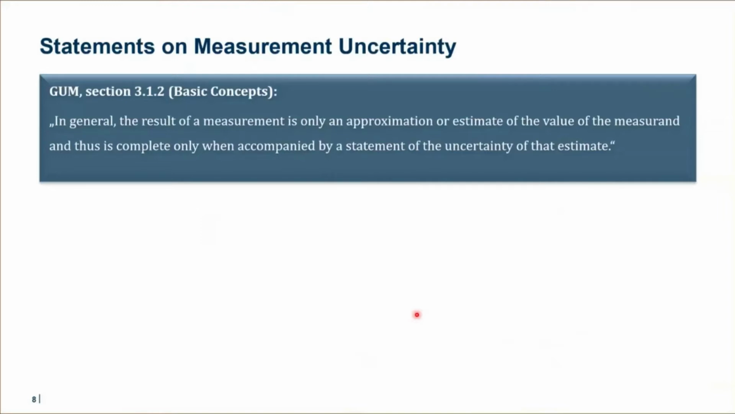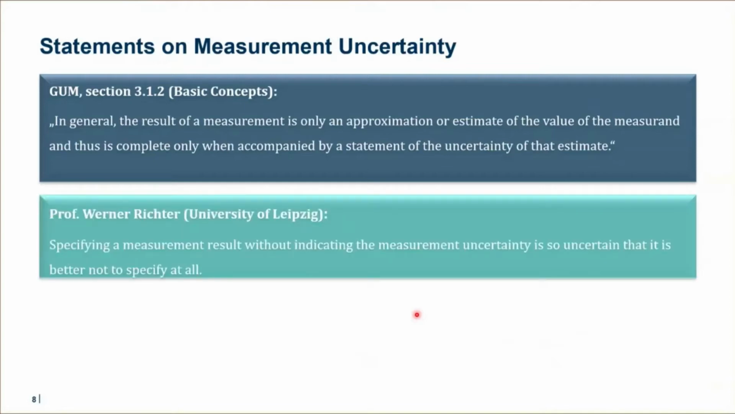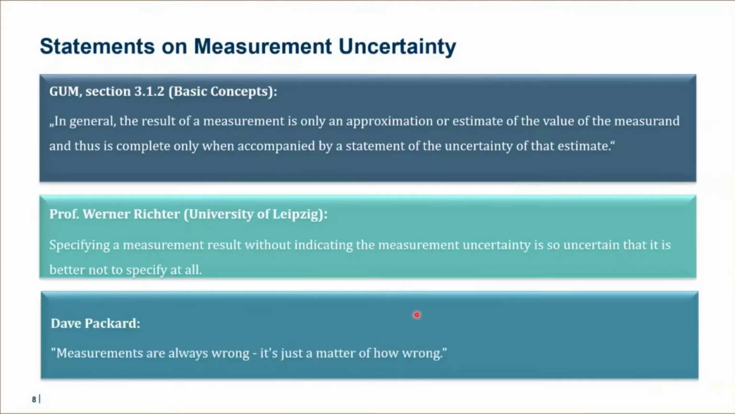of the value of the measurement, and thus is complete only when accompanied by a statement of the uncertainty of that estimate. That is, of course, true, but also very detailed, and we can summarize that. Professor Werner Richter from Leipzig University in Germany said, specifying a measurement result without indicating the measurement uncertainty is so uncertain that it is better not to specify it at all.